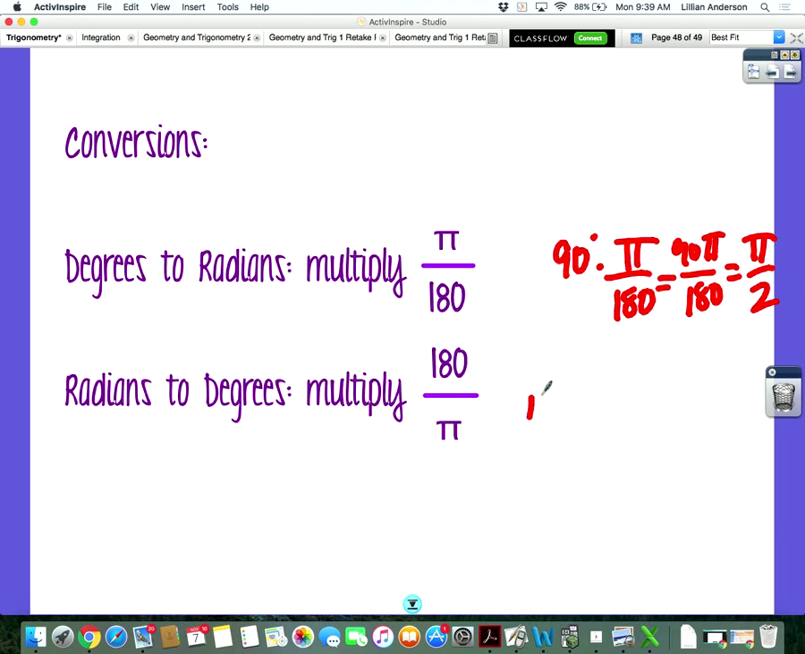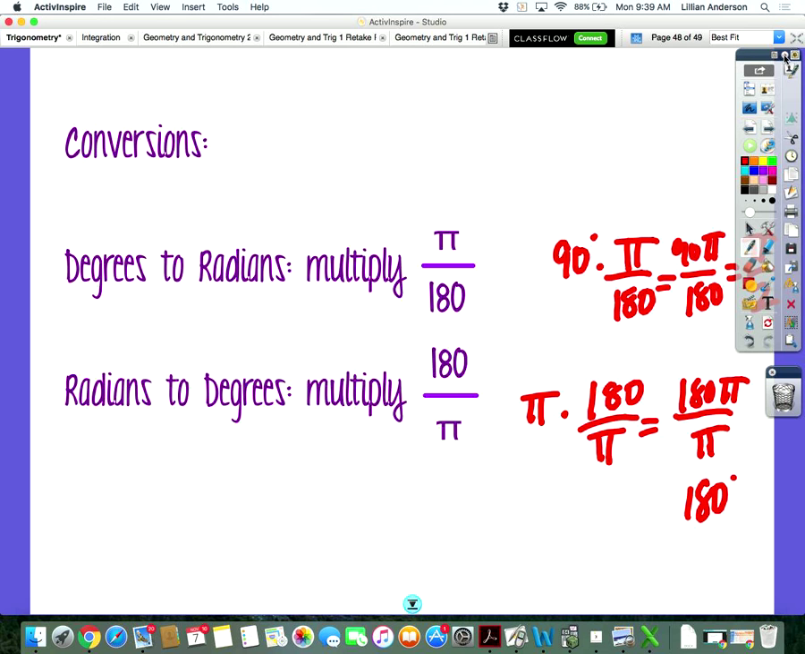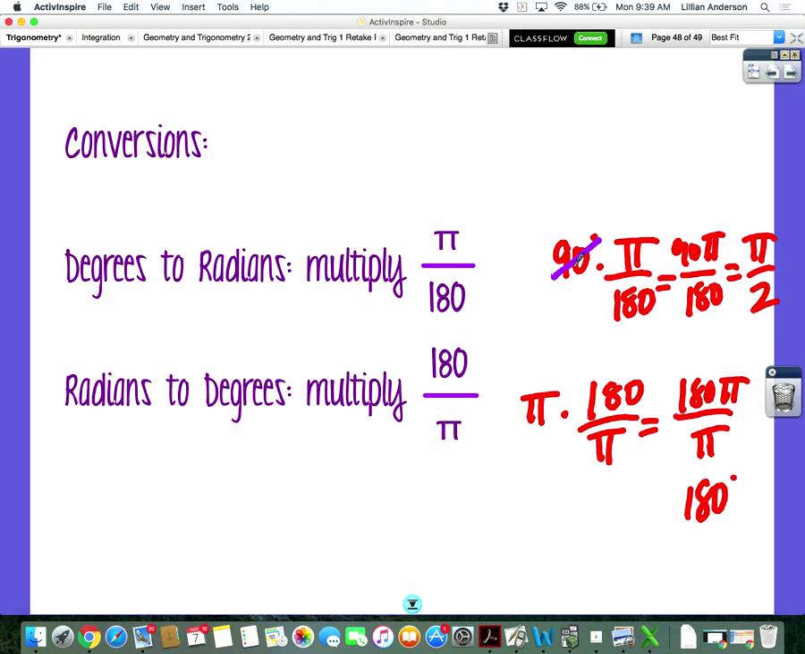Let's say you have pi, and you want to convert that to degrees. You just multiply that by 180 over pi. 180 pi over pi, the pi's cancel out, and you're just left with 180 degrees. If you want to simplify before you multiply straight across, I suggest that. You can say, hey, 90 goes into 180 2 times, so that's just pi over 2. My pi's cancel out, that just leaves me with 180.